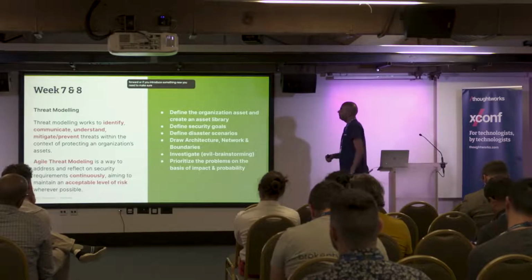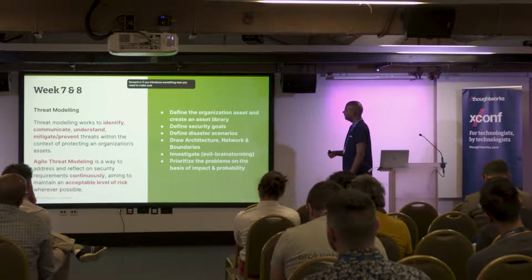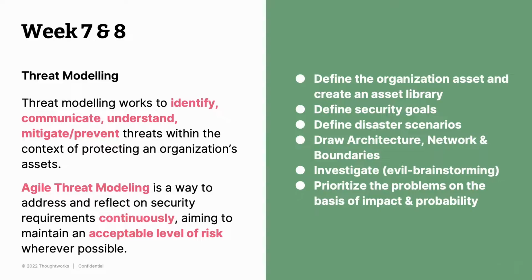The way we do threat modeling is the steps that we see on the right. We define the assets for our organization. We set up the security goals and the disaster scenarios, understand a bit of the architecture of our system, and then we do something called evil brainstorming. And at the end, we prioritize our problems based on impact and probability. I'm going to quickly look into some of these things so that we understand the problems of our system.